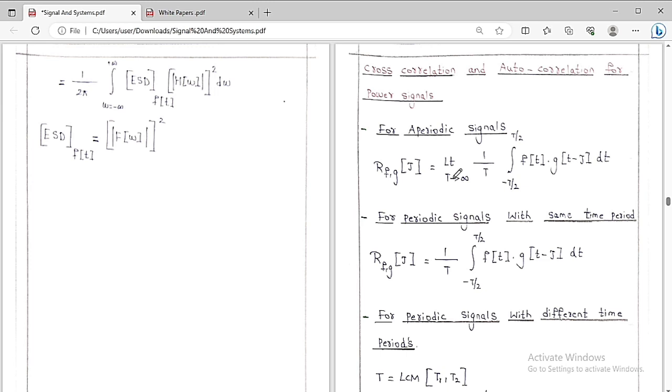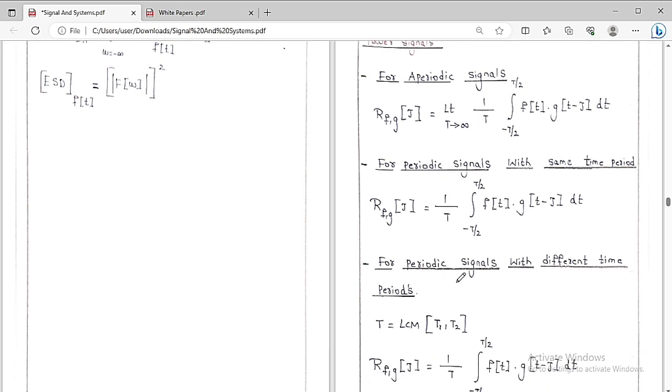If you see clearly, there is no need of a limit here, and everything else is the same, because we are doing the integration exactly over one time period. But in the aperiodic case, we have to use the limit. For periodic signals we don't need to use the limit, and the remaining thing is the same. So for aperiodic signals you have to use the limit, and for periodic signals you don't have to use the limit.